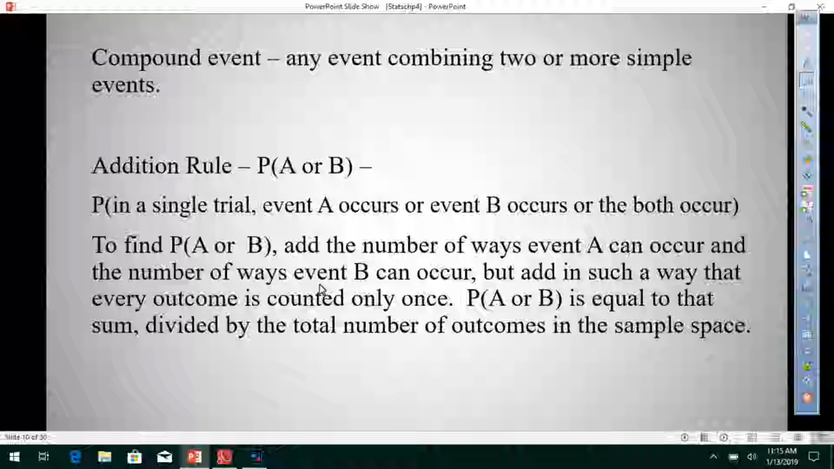To find the probability of event A or event B, add the number of ways event A can occur and the number of ways event B can occur, but add in such a way that every outcome is counted only once. Probability of A or B is equal to that sum divided by the total number of outcomes in the sample space. And I'll show you a little bit more about what I'm talking about.